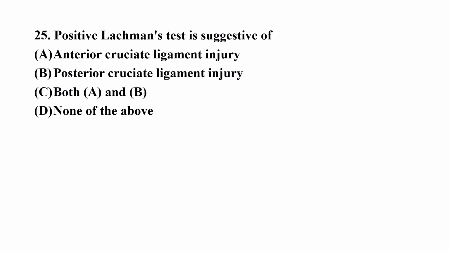25th, positive Lachman test is suggestive of option A, anterior cruciate ligament injury, option B, posterior cruciate ligament injury, option C, both A and B, and option D, none of above. Let's first see Lachman test. It checks anterior translation of tibia relative to femur. So it evaluates ACL integrity, that is anterior cruciate ligament integrity. So option A is right answer here. Option A is anterior cruciate ligament injury.